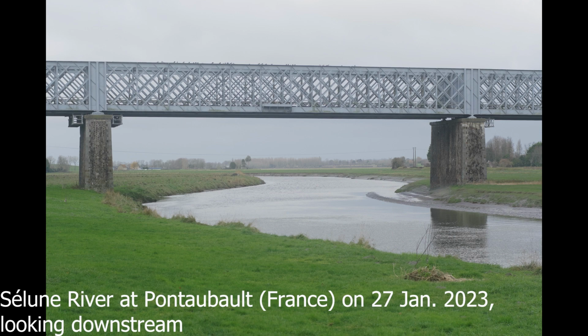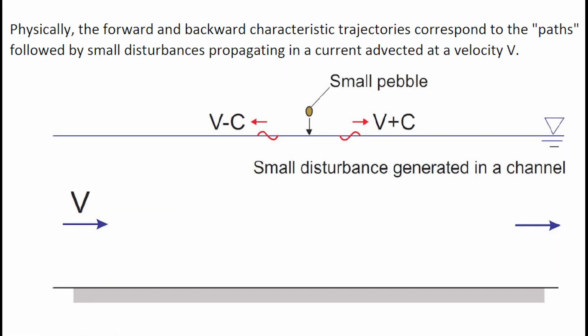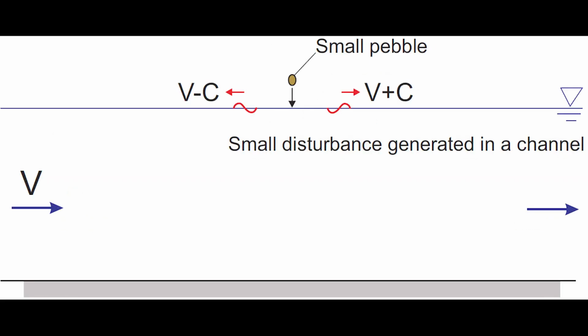The differential form of the Saint-Venant equation may be transformed into a characteristic system of equations shown here, in which v is the velocity and c the celerity of a small wave. Physically, the forward and backward characteristic trajectories correspond to the path followed by small disturbances propagating in a channel with a current V.